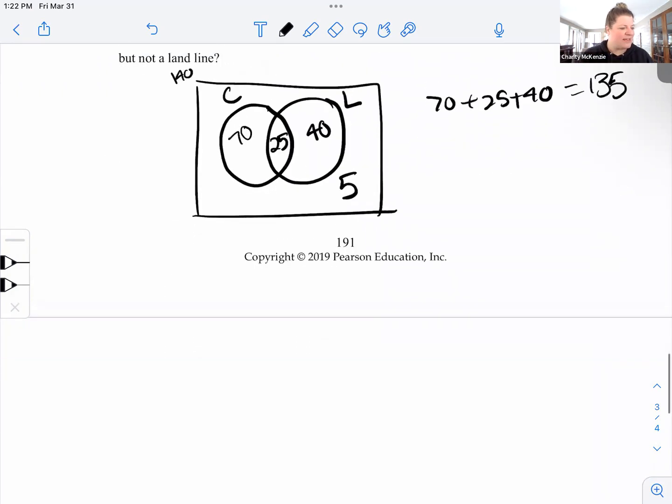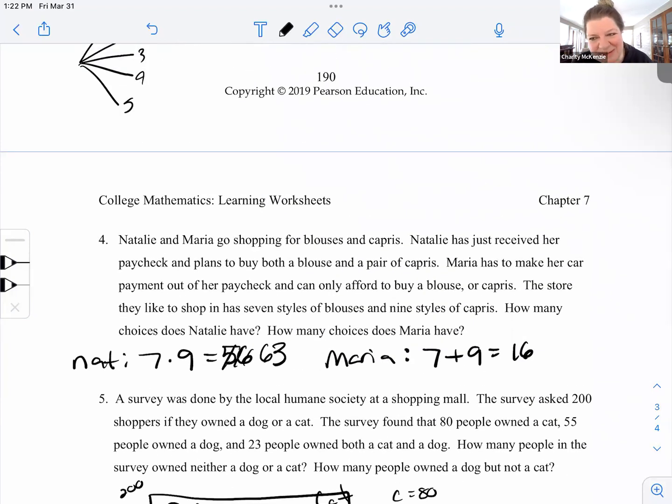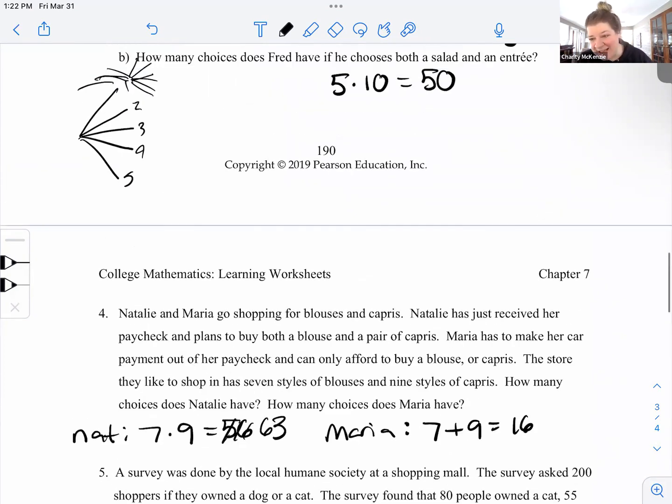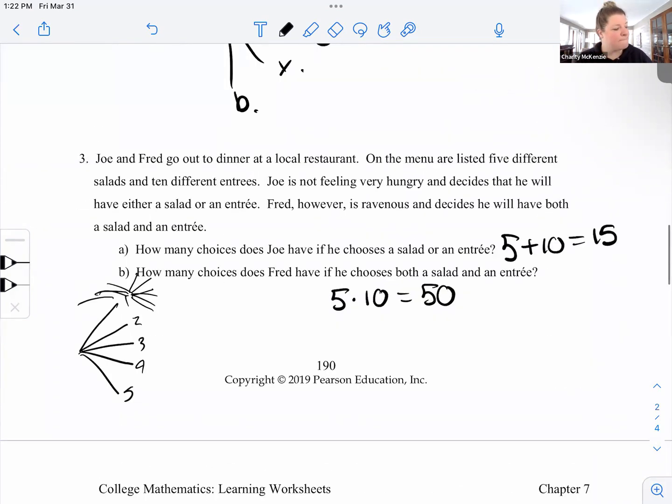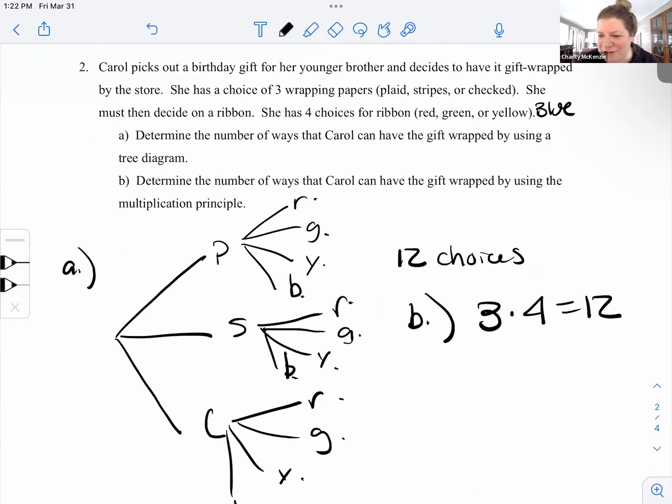Okay, so these were a couple Venn diagrams, a couple where you have to use multiplying your possibilities together, and then a couple where you possibly could use a tree diagram. All right, let me know if you get stuck or have any questions.